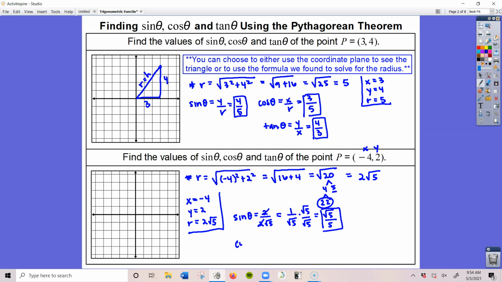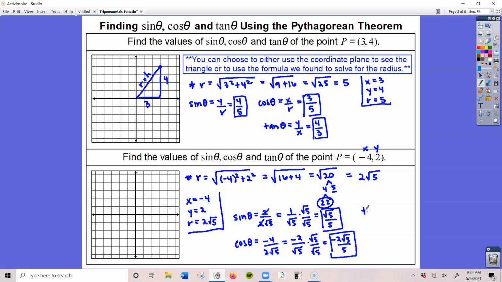Now let's do cosine. Cosine is x over r. So -4 over 2 square root of 5. I can simplify the -4 and the 2, which gives me -2 over the square root of 5. And then I have to rationalize again. And I end up with the answer -2 square root of 5 over 5. So this would be the cosine value.